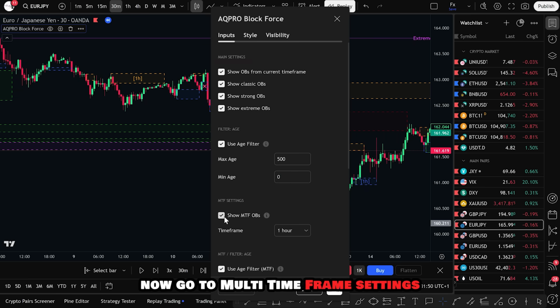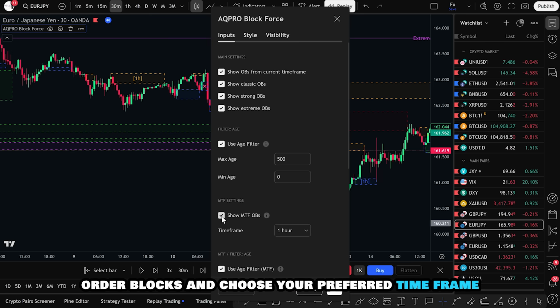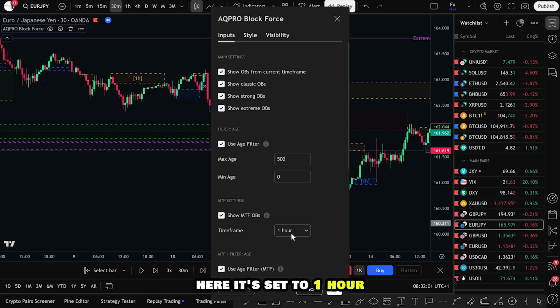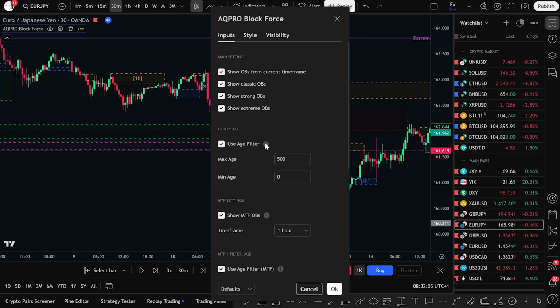Now go to Multi-Time Frame Settings. Enable Show MTF Order Blocks and choose your preferred time frame. Here it's set to 1 hour. This shows higher time frame order blocks on your current chart.